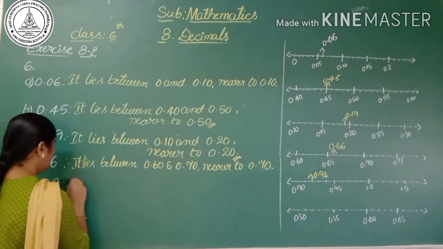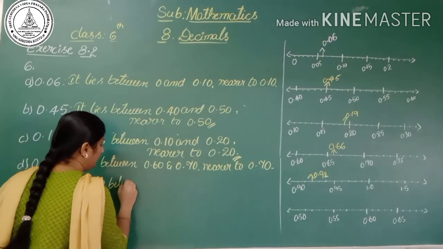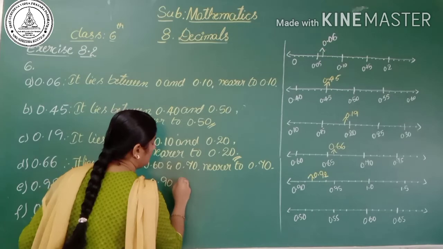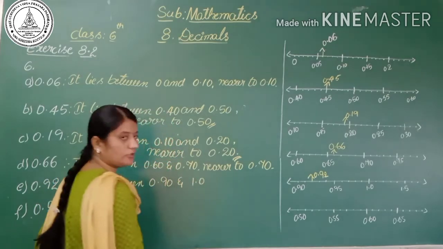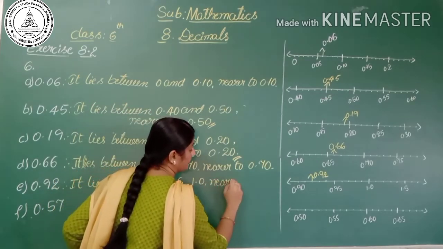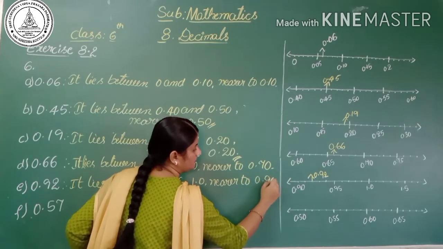It lies between 0.90 and 1.0, or you can also say 1. And nearer to 0.90.